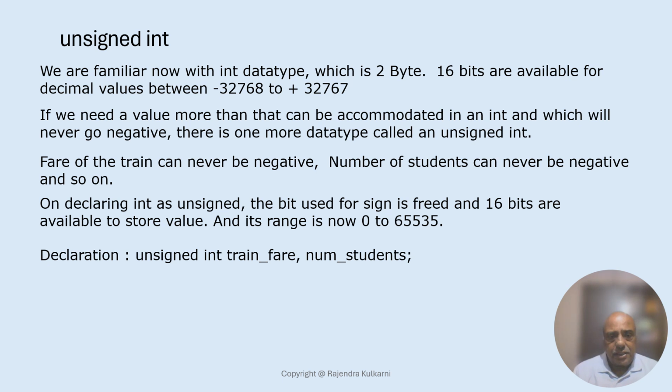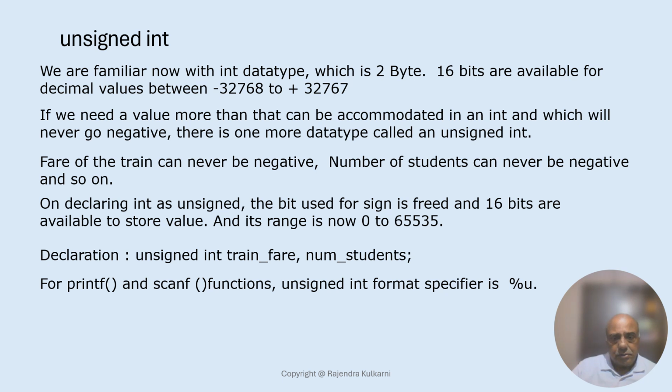How is it declared? Unsigned int. Here, before int, we have to write unsigned. Unsigned is a keyword. For the printf and scanf functions, the unsigned int format specifier is %u. For signed int, %d is the format specifier. For unsigned int, %u is the format specifier.